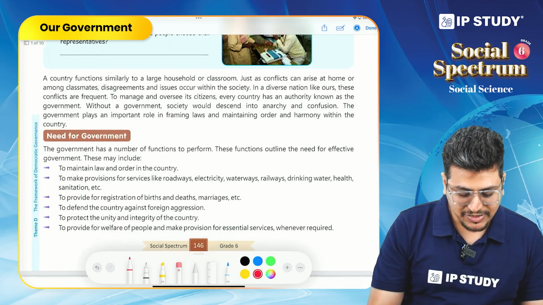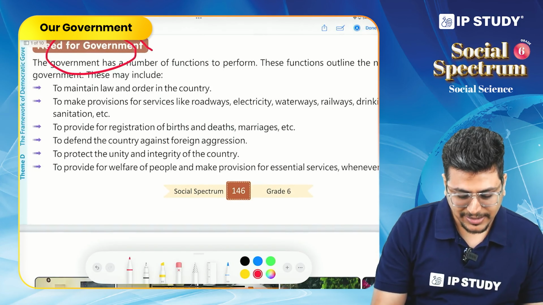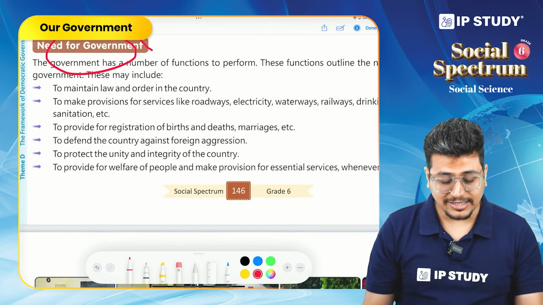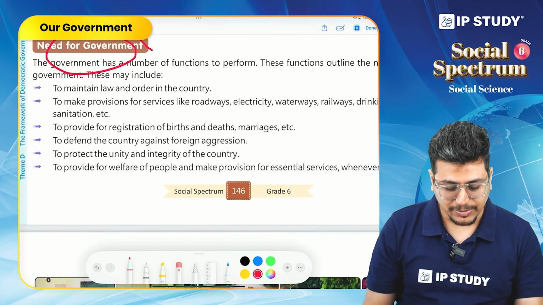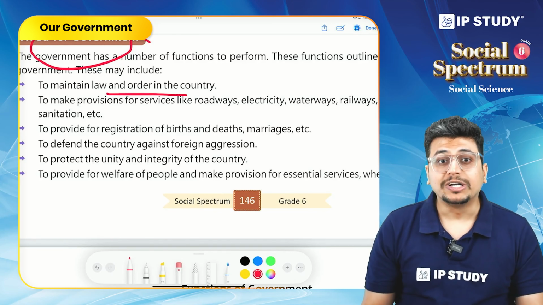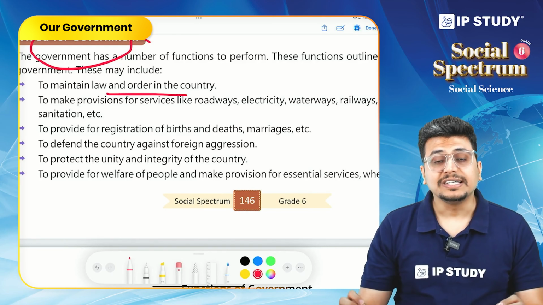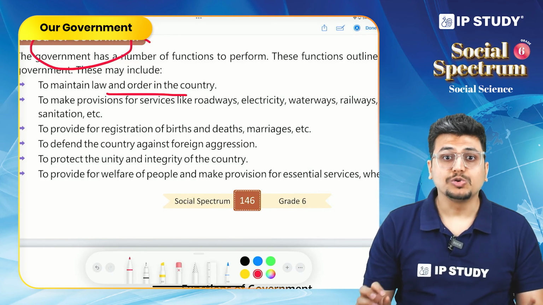So briefly we will discuss about the need for the government in any place. So let us discuss these points in a little bit of detail. So I will just zoom in a little bit. So yes, government ensures that there is law and order in the country. What is law and order? Law and order means that everything is run in the way it is supposed to be run.